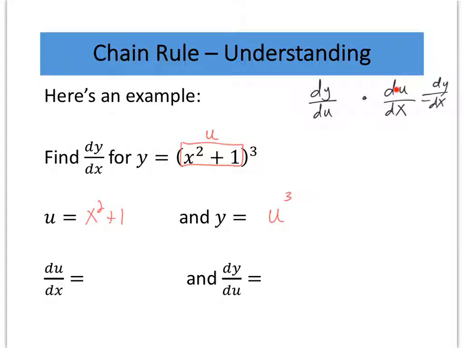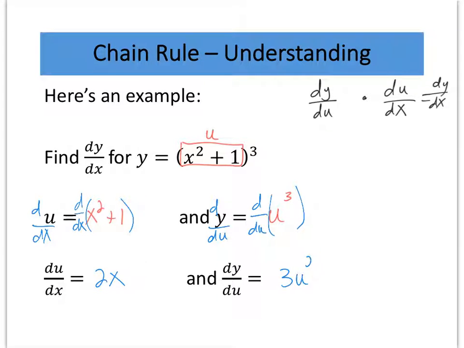But then we can take du dx. So here is u. If I take the derivative of u on both sides, so I'll do that in a different color, du over dx of this stuff, I get 2x. And if I take the derivative of y with respect to u, dy du, I get 3u squared. And so how do I put this all together?